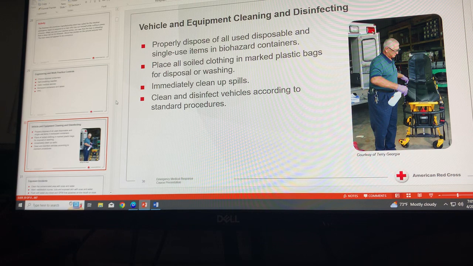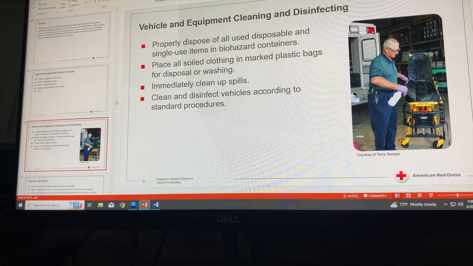So here we have vehicle and equipment cleaning and disinfecting. After providing care, the equipment and surfaces you used should always be cleaned and disinfected or properly disposed of. Handle all soiled equipment, supplies, and other materials with care until it is properly cleaned and disinfected.